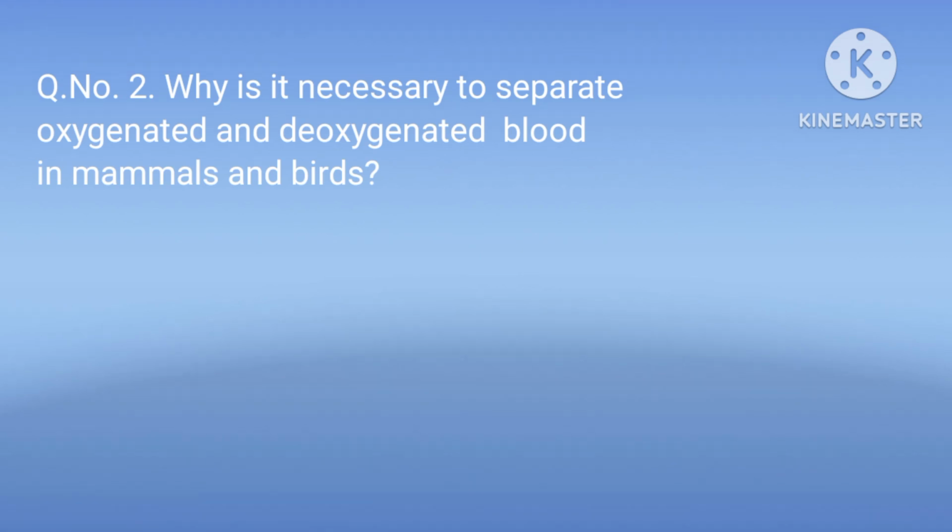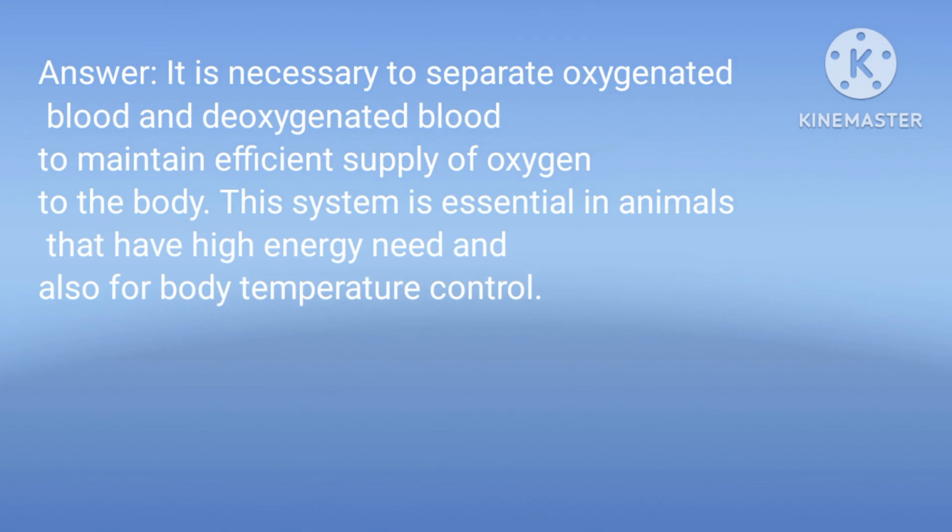Question number 2. Why is it necessary to separate oxygenated and deoxygenated blood in mammals and birds? Answer. It is necessary to separate oxygenated blood and deoxygenated blood to maintain an efficient supply of oxygen to the body. This system is essential in animals that have high energy needs and also for body temperature control.